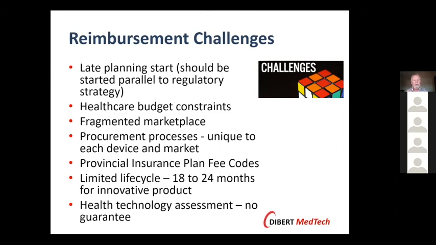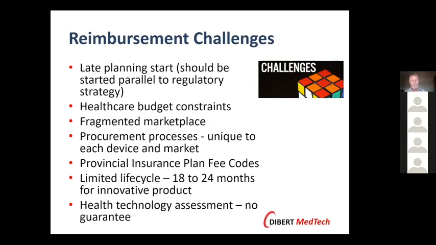So some reimbursement challenges to consider when you're looking at it. Like I said, start early. A good way to think about it is, when you start talking about regulatory strategy, talk about reimbursement strategy. All right? Budgets, fragmented marketplace. You've got multiple buyers. If you're selling to individual hospitals, there's a ton of hospitals in this country. And so it's a lot of work, a lot of legwork. So it's pretty fragmented. And the process for purchasing devices is unique for each device and market.